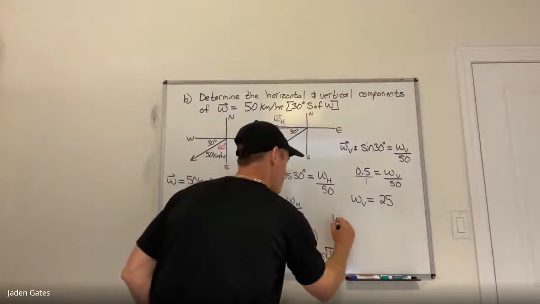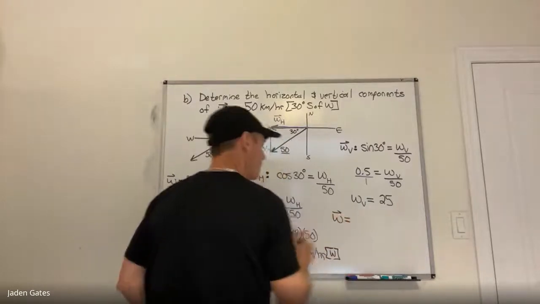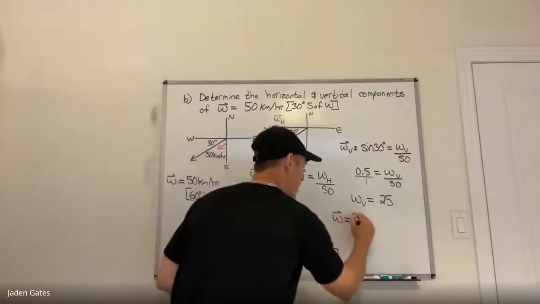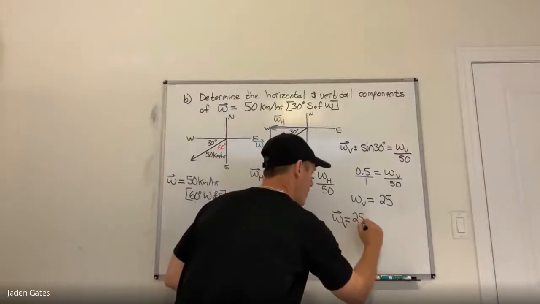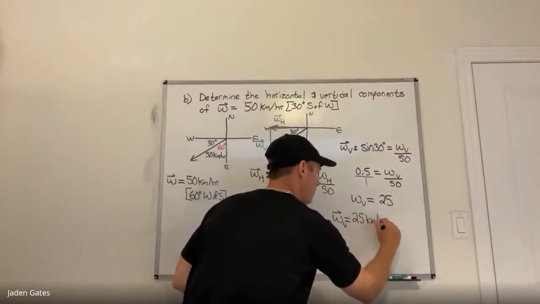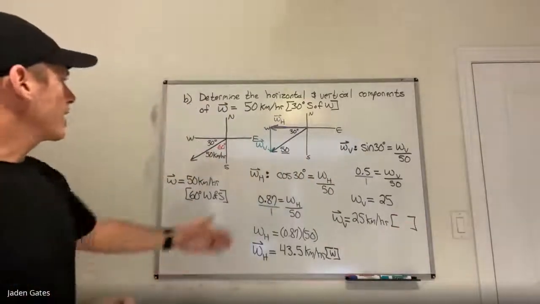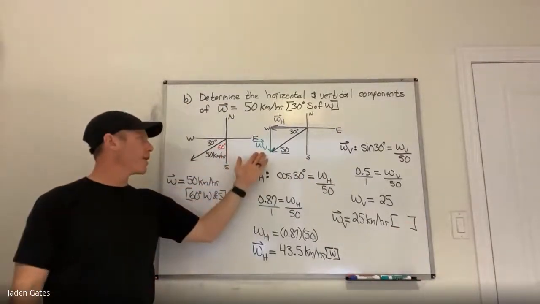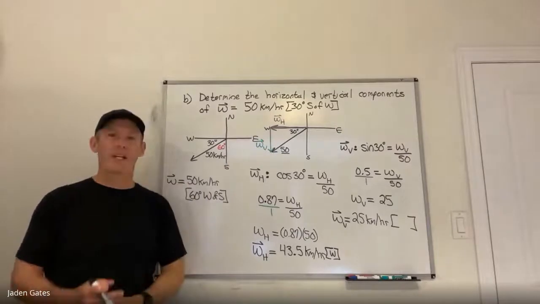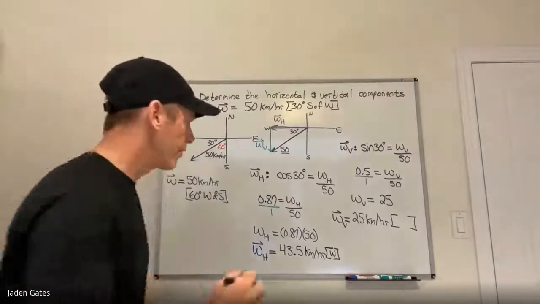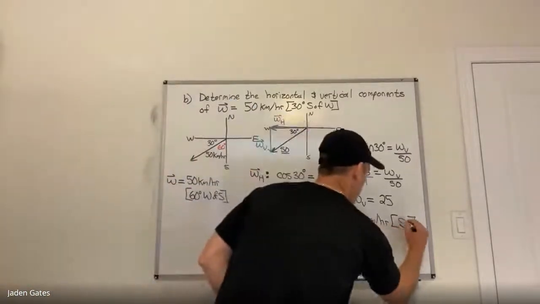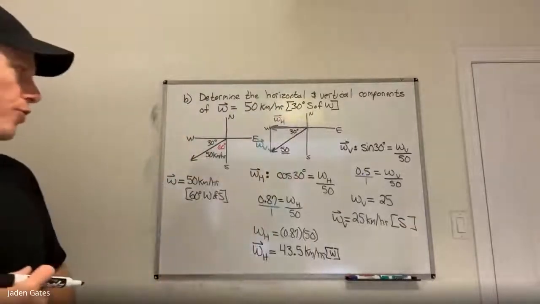But again, this vertical component of our vector W is a vector, and so I'm going to write it as such. I have my WV is equal to 25 kilometers an hour. Because it's a vector, I need direction, and this is why I have my diagram here. The green arrow is pointing down, which refers to south. And so that is our direction.